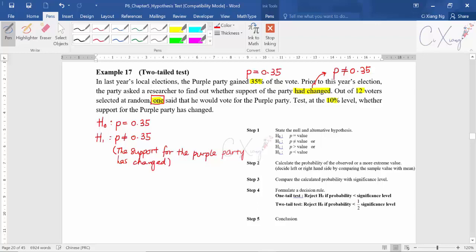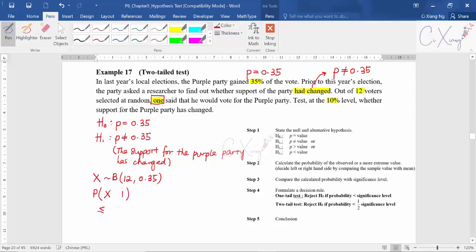So that is the first step. Second step, you need to calculate the p-value. You should write it out like this. X is binomial distributed. Your n is 12 for this case, and your p is 0.35 for now. Then when you want to calculate the probability, your observed value is 1.